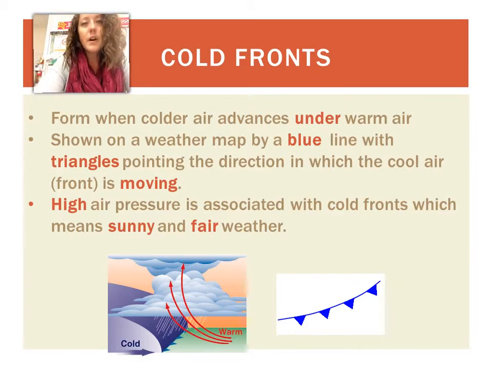So when you see a weather map, you'll see a blue line with these little blue triangles on it, and that indicates the boundary between those 2 air masses and that we have a cold front approaching. And the triangles actually point in the direction in which the front is moving, so it'll kind of point towards where it's headed next. A high air pressure is associated with a cold front, so that means after the cold front has passed through, you can usually expect to have sunny and fair weather.